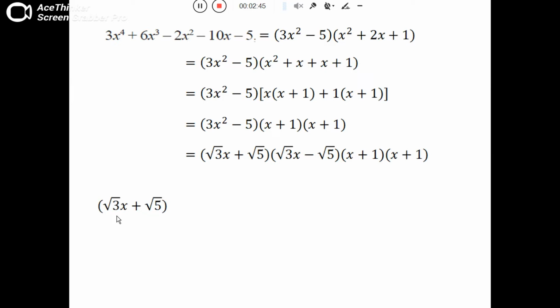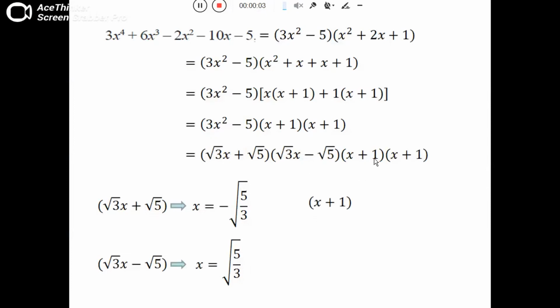From this root 3x plus root 5, you will get x is equal to minus under root 5 by 3. Second, root 3x minus root 5, which gives you x equal to plus under root 5 by 3. The third one is x plus 1, which gives you x is equal to minus 1, and the last x plus 1, which gives you x equal to minus 1. So here are the 4 zeros you got. These two are given, and these two you have to find out, minus 1 and minus 1.